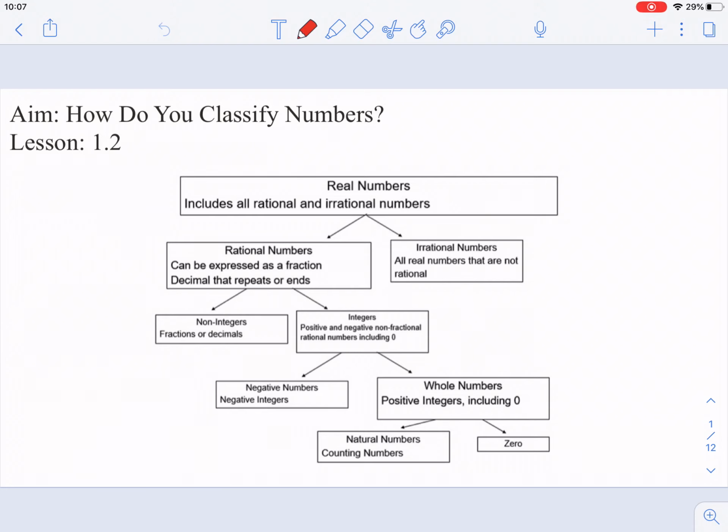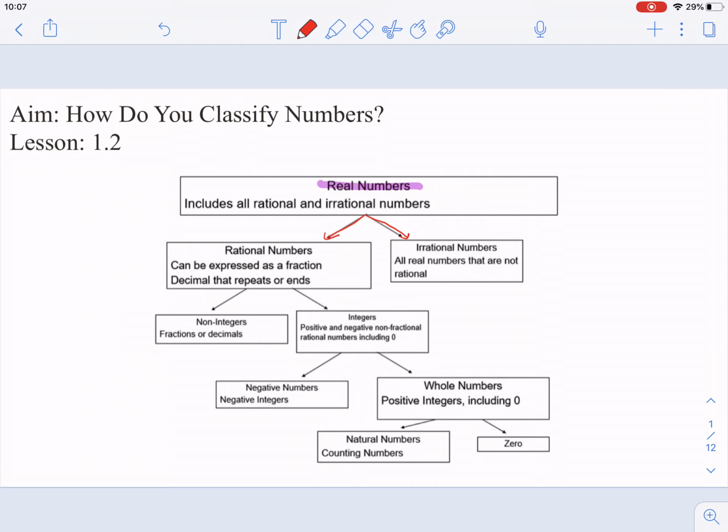Today's lesson is on how to reclassify numbers. We're going to look at this chart for the different types of numbers. The first set is real numbers. So real numbers is what we're going to be talking about throughout this year. Real numbers can be split up into two options. They can be rational numbers or they can be irrational numbers.